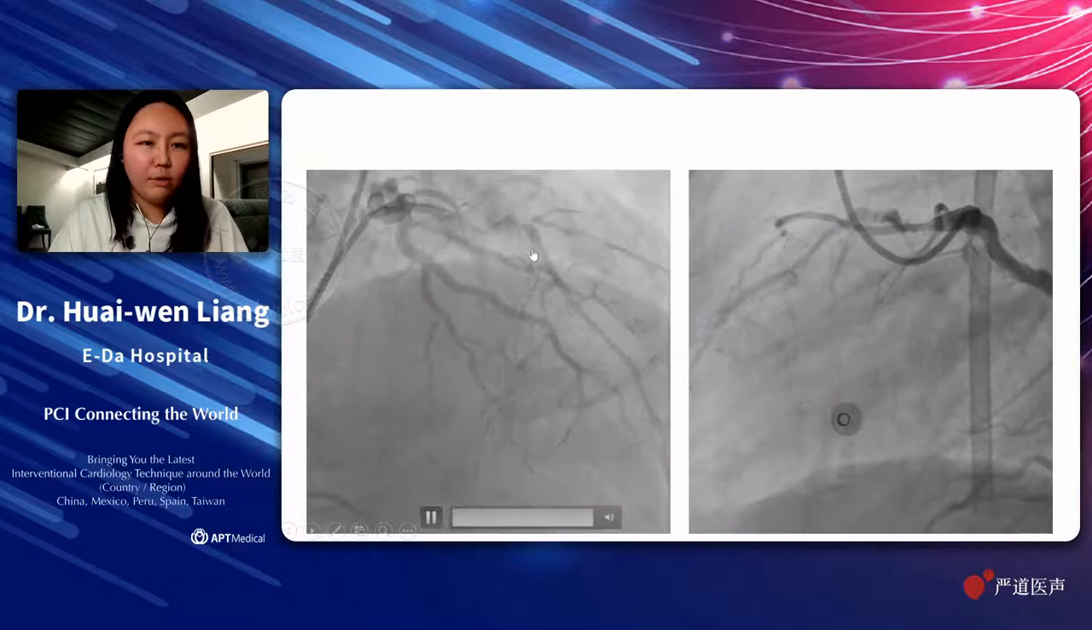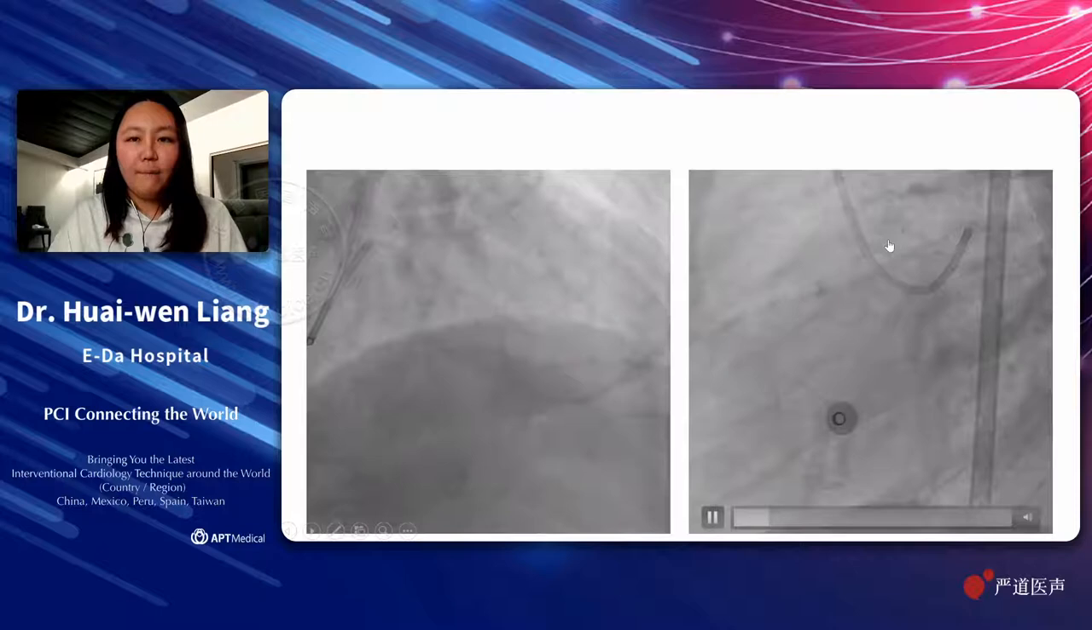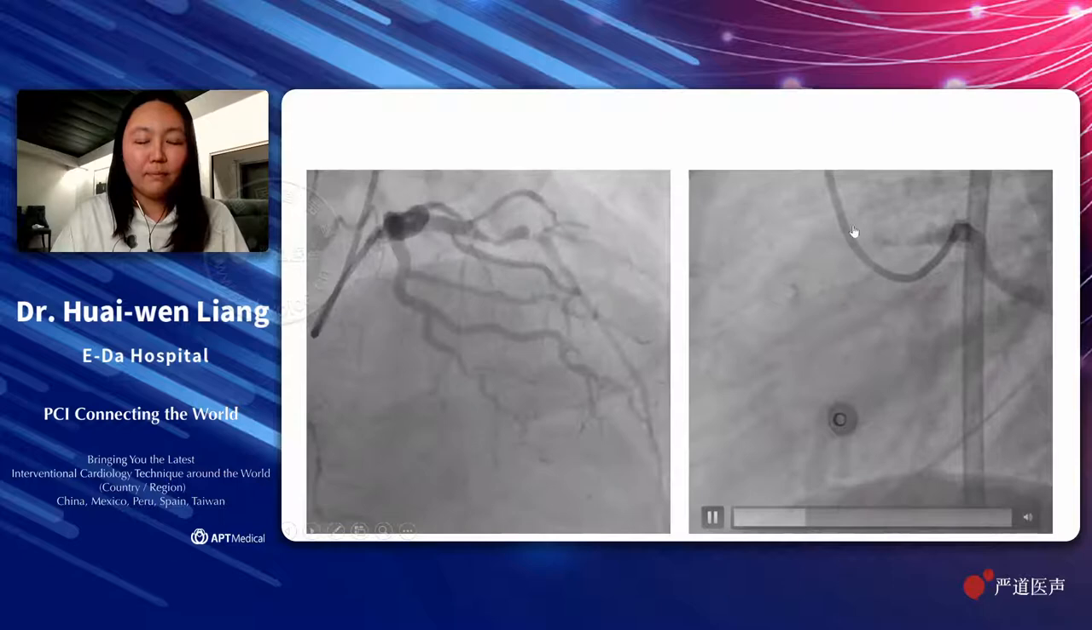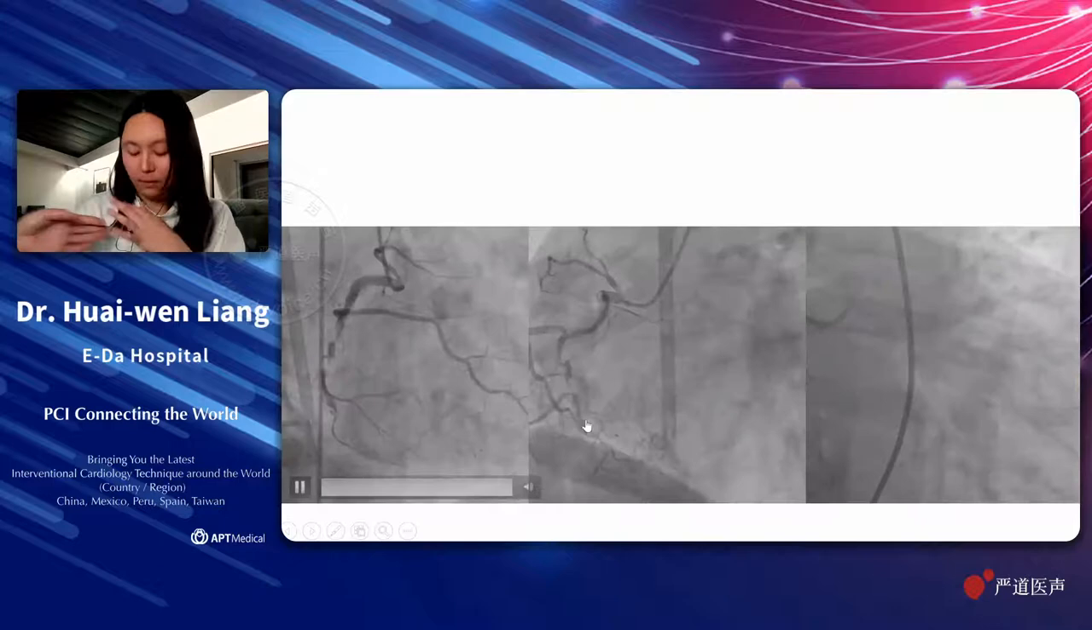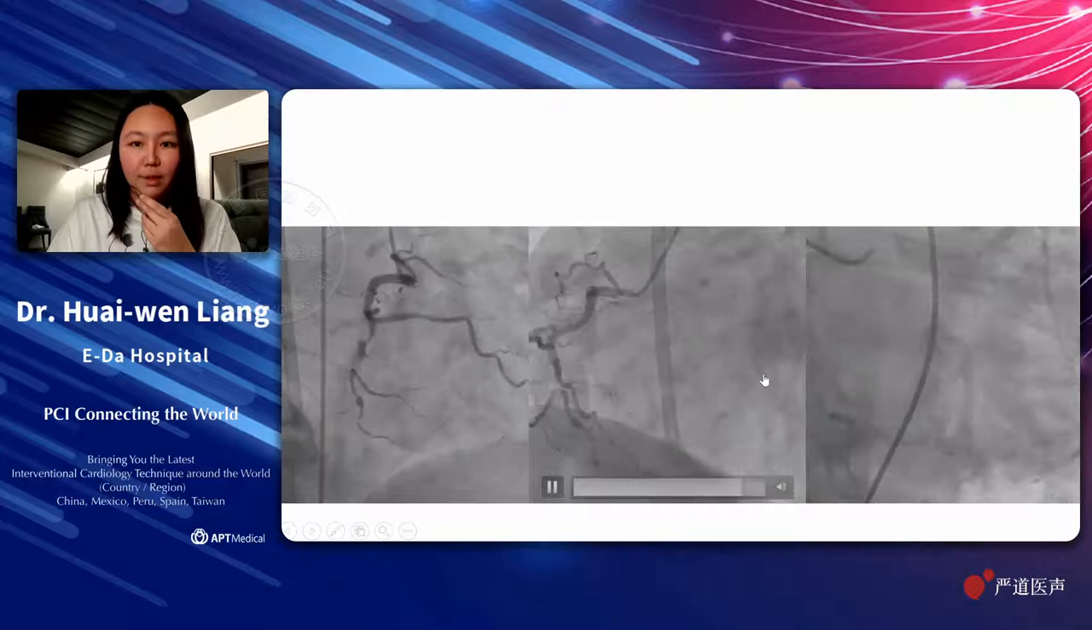But if you look at this case from the lateral view, you will see this is a retrograde collateral. So here is a short total occlusion. And this is his right coronary angiogram. It seems that there is a short total occlusion. It may be easy to fix, but the real problem is the distal long total occlusion. We could see the collateral comes from the distal bifurcation.